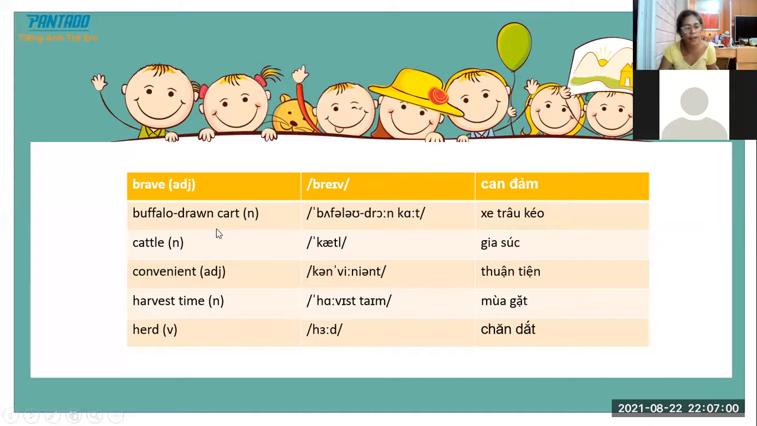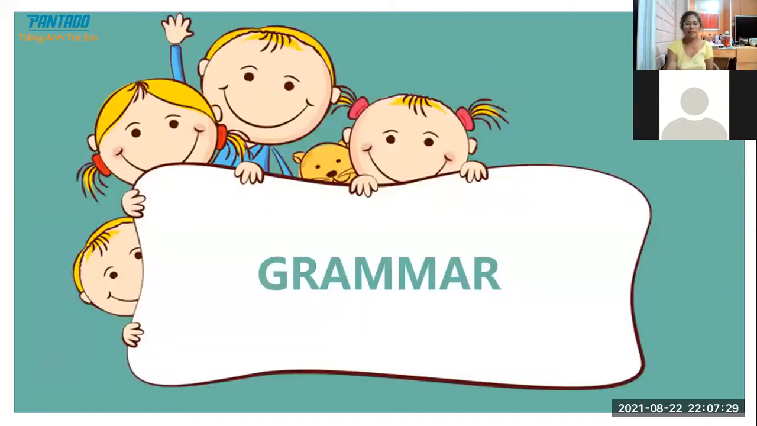Buffalo-drawn cart. I don't know how to illustrate it. It's some kind of a buffalo, some kind of a thing that you will have to carry. Next is cattle. Next is convenient. Next is harvest time. Next is herd. Okay, do you understand all of these words? Yes. Okay, very good. That's great.